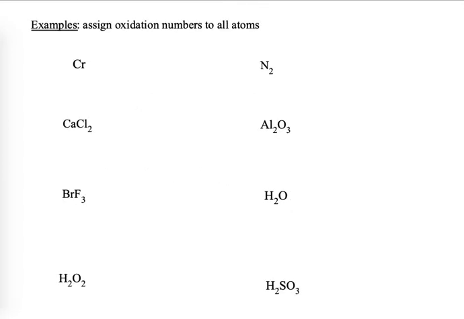Chromium is a pure element, therefore its oxidation number is 0. Nitrogen in N2, even though it's a diatomic molecule, it is still a pure uncombined element. Its oxidation number is also 0. CaCl2 is a binary ionic compound that consists of calcium 2+ cations and chloride anions. Rule number 2 says the oxidation number in a monatomic ion is the same as the charge, so calcium will have an oxidation number of +2, chlorine will have an oxidation number of -1.